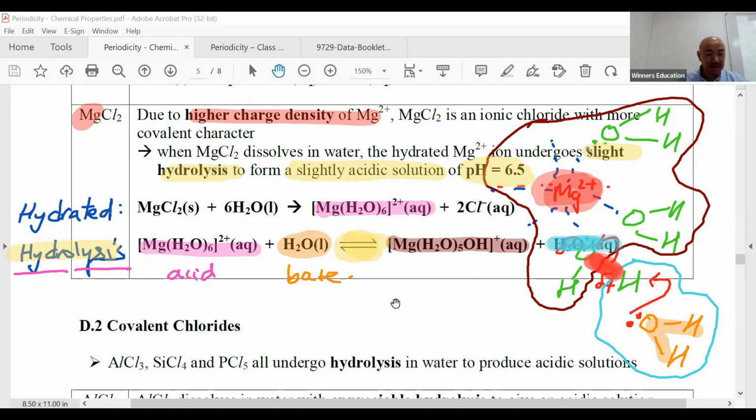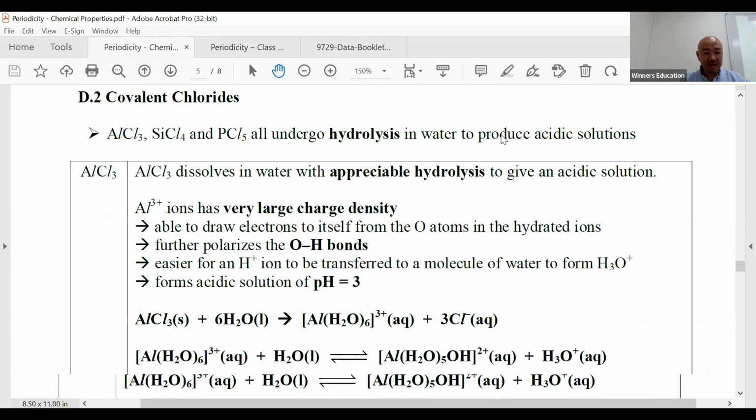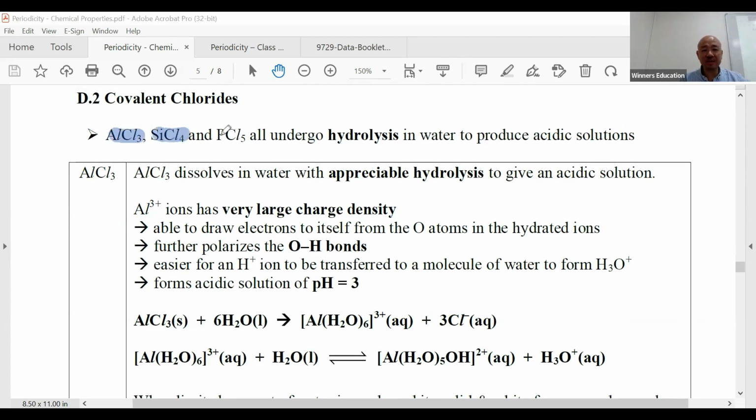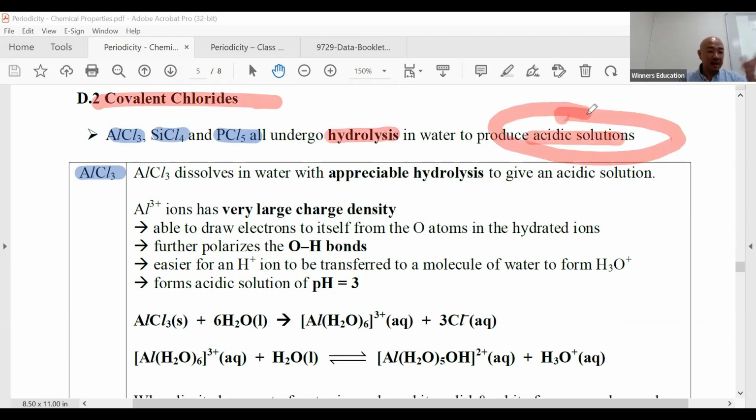Let's go to the next one, covalent chloride. Now, we all know this is covalent, right? So AlCl3, we draw them out as covalent. They all undergo hydrolysis to produce acidic solutions also. But how did they do that?